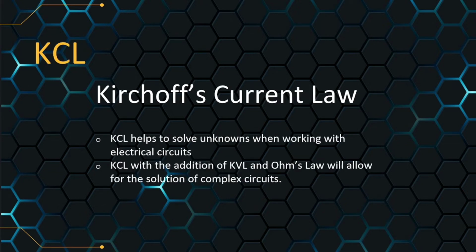So next is Kirchhoff's current law, or KCL. KCL helps to solve unknowns when working with electrical circuits. KCL, with the addition of KVL and Ohm's law, will allow for a solution of complex circuits. According to the current law, when a charge enters a junction, it has no place to go except to leave. By convention, currents flowing into a junction are assumed to be negative and currents flowing out of the junction positive. By this law, the sum of these two quantities is equal to zero. So no matter how many paths into and out of a single junction, all the current leaving the junction must equal the current arriving at that junction.